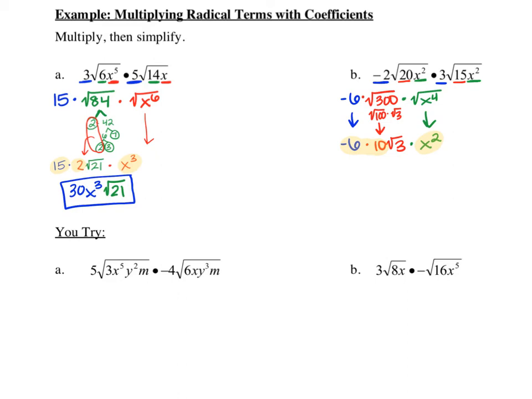So negative 6 times 10 is negative 60. The x squared will come after. And then you have root 3 next, for negative 60x squared root 3 for your final answer.